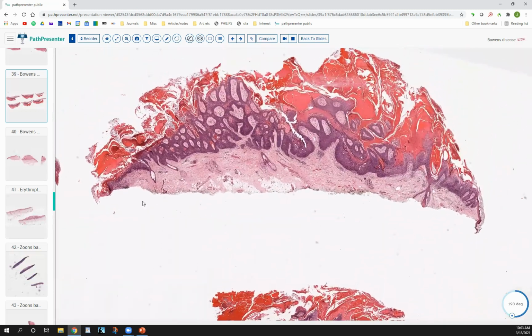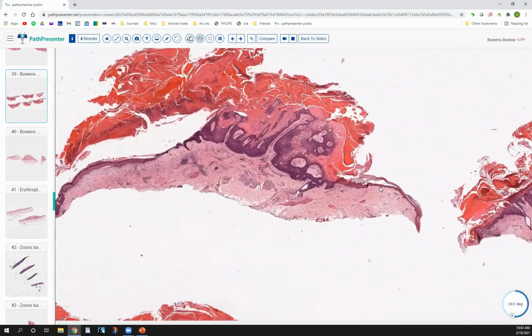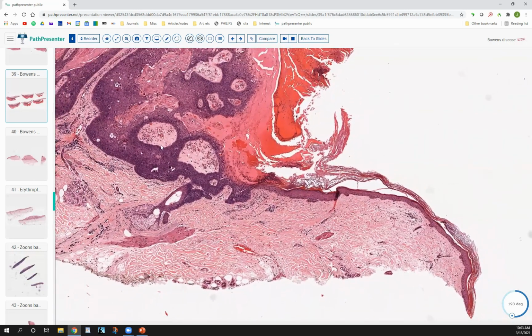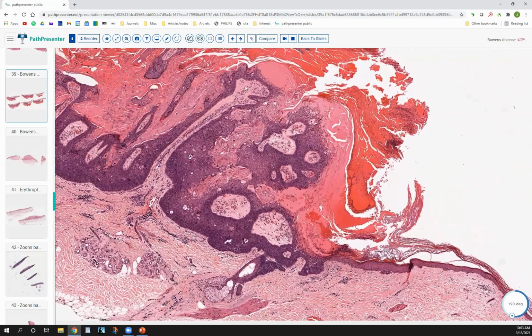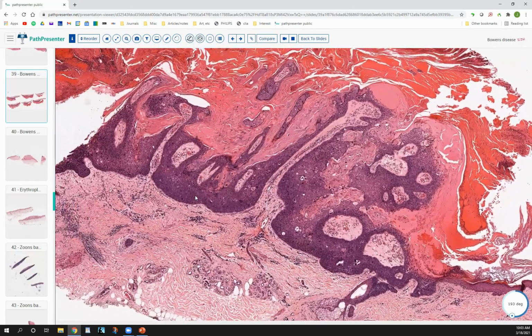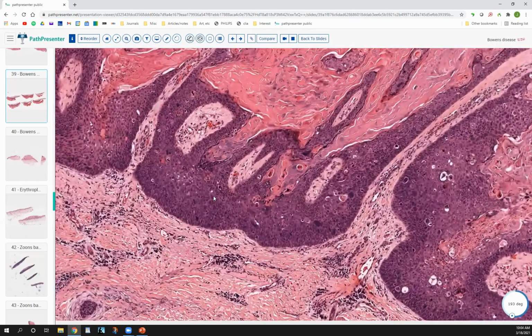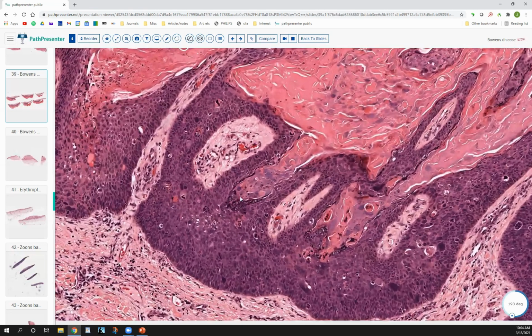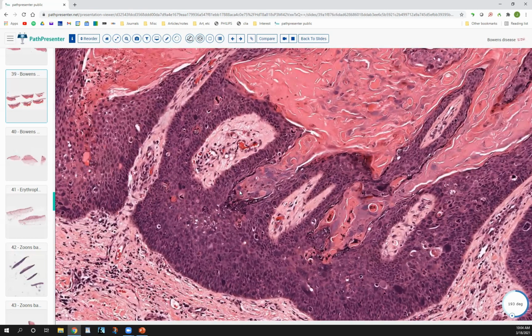Sometimes it's nice to compare areas that are normal, which is right here. You can see this is kind of a normal color, normal thickness. And here's our abnormal area, which has much more thickness to it and this really dark quality to it. And as you go closer, this is what I was talking about earlier, overlapping and pleomorphic nuclei. This is very nicely represented here. So this is our Bowen's disease, very common.